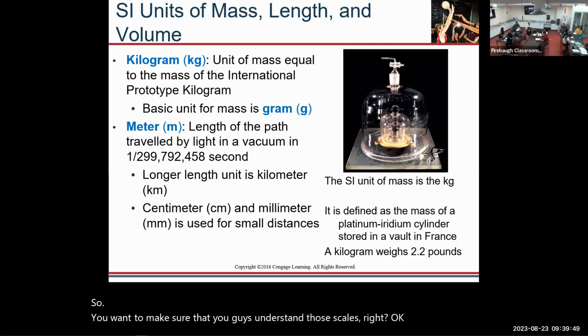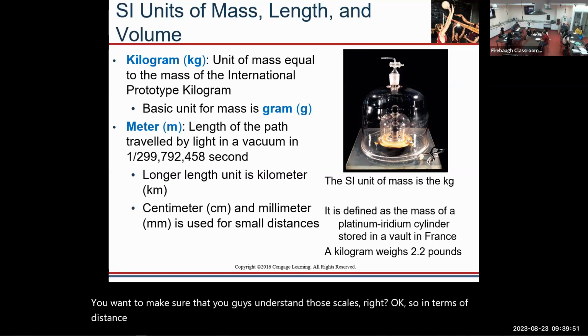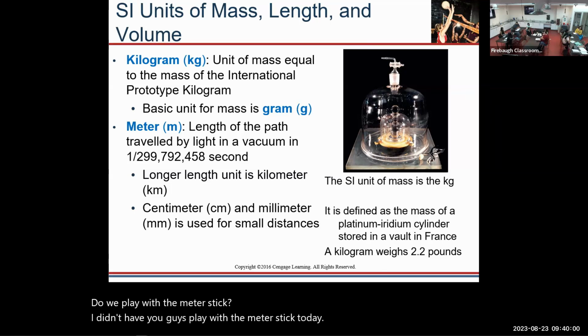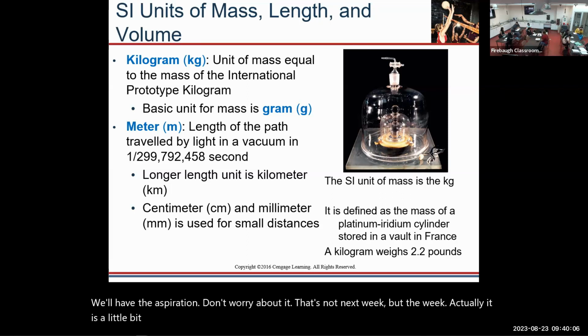Okay, so in terms of distance or length, we're going to use meters, right? So you guys are familiar with the meter? Did we play with the meter stick? I didn't have you guys play with the meter stick. We'll have you guys play with the meter stick. Don't worry about it. That's not next week, but actually it is a little bit next week. Yeah, a little bit next week.